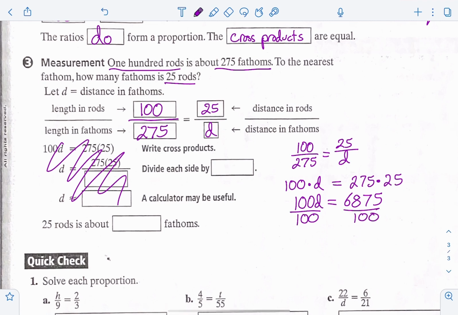To get the D by itself, so that's all that's left, we divide by 100. So we do that on both sides, because then it crosses out. D equals, if I do 6,875 divided by 100, I get 68.75. So it's about 68.75 fathoms.